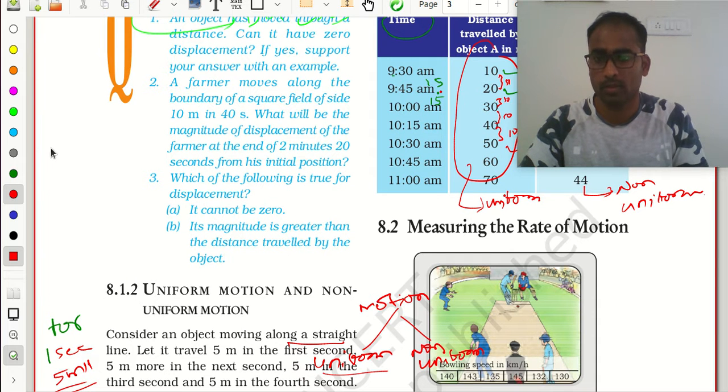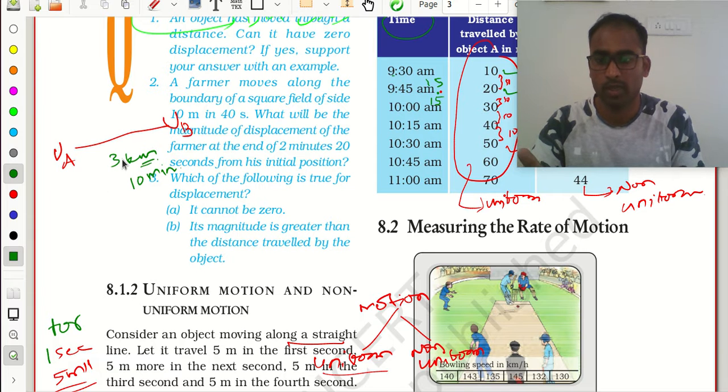Suppose one person goes from village A to village B. It is some 3 kilometers distance, and he crosses the 3 kilometers in 10 minutes, suppose. And one more person crosses the same 3 kilometers in some 20 minutes, and here we also have stoppages.